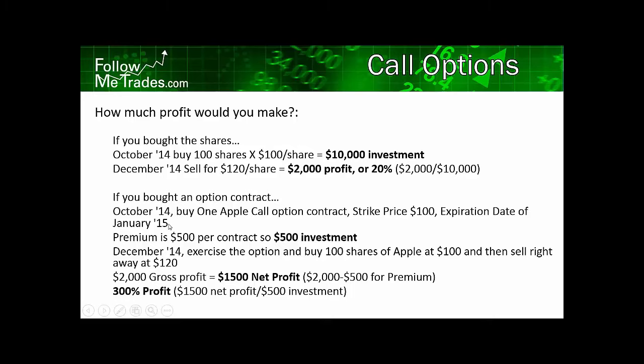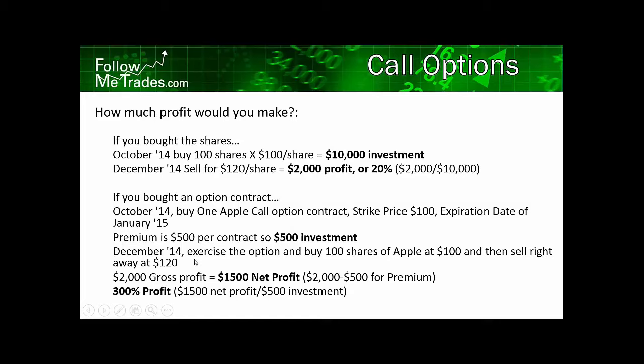So we want that expiration to be farther out in time than when we expect the price to go up. We don't want it to expire on us. Okay? So a typical premium would be about $500. It would cost you about $500 to buy a contract like that. So you've got a $500 investment compared to a $10,000 investment.